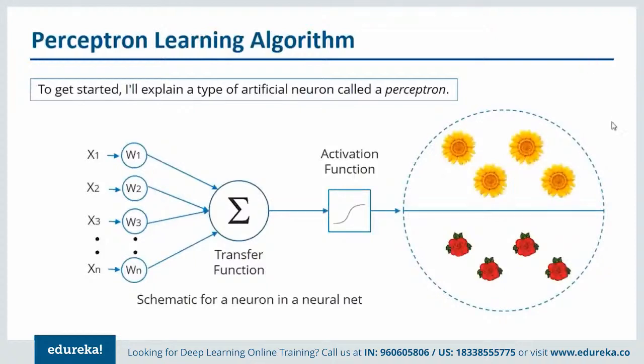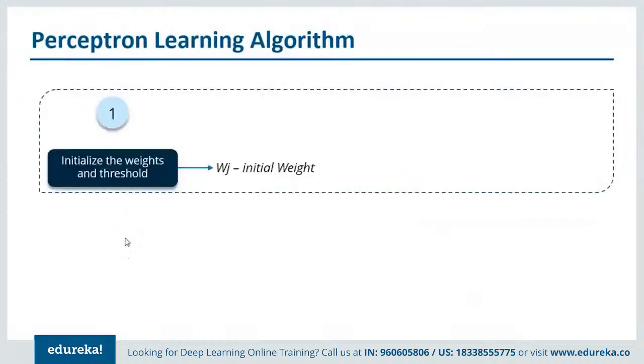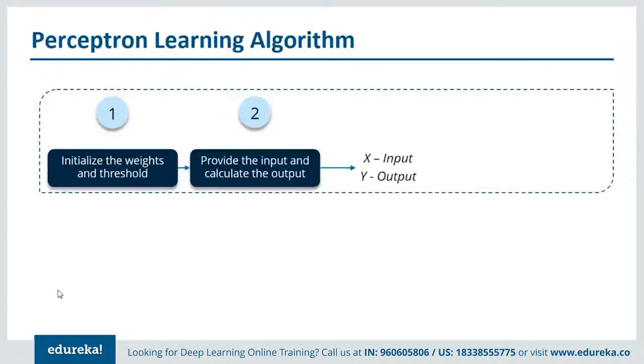Now there's an algorithm on which it works, so let me explain that. The first thing we do is initialize the weights and the threshold. These weights can be a small number or a random number, and they can even be 0. It depends on the use case that we have. Then we provide the input and calculate the output.